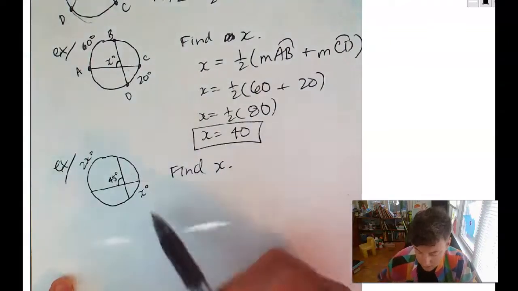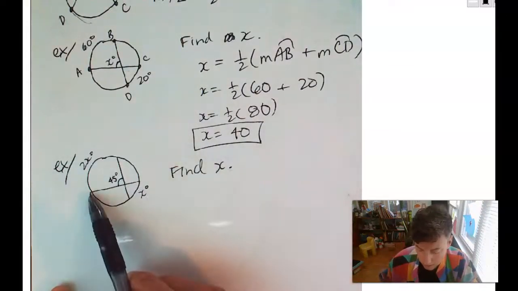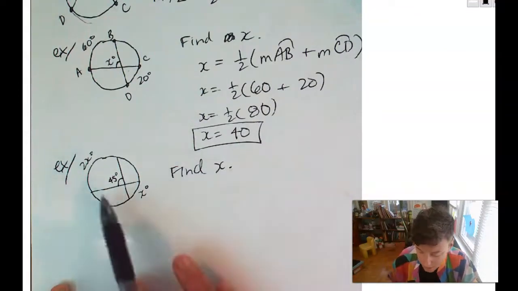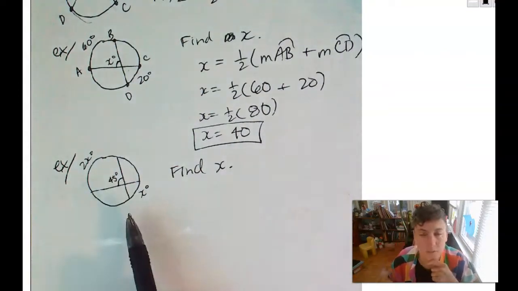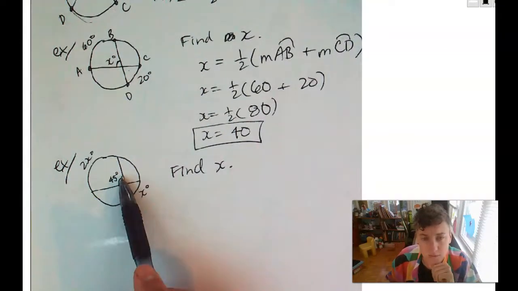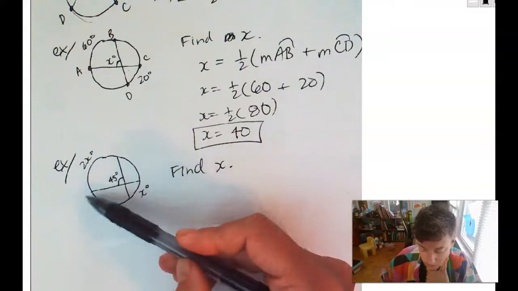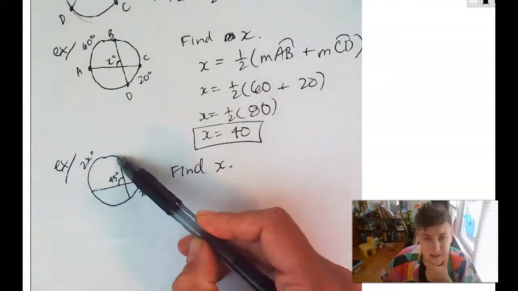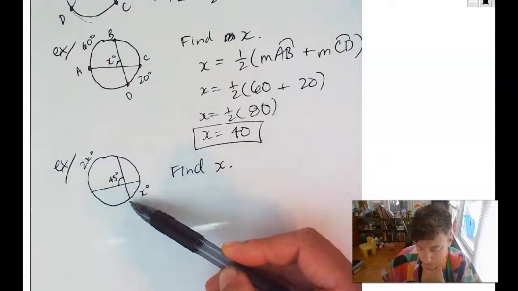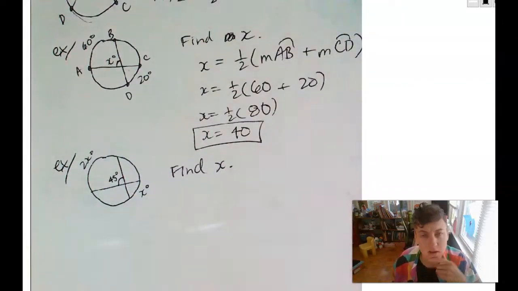Here's our second question. We've got 2 chords again. I didn't even bother labeling their points of intersection, but I'm pretty sure we're going to be able to figure this out. We have an angle on the inside that is 45 degrees. We have its intercepted arc, which is 2x degrees, and its vertical angle's intercepted arc, which is x degrees. Same question, we're going to find x.